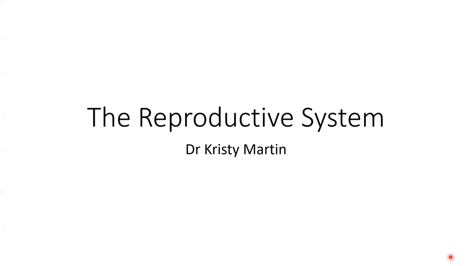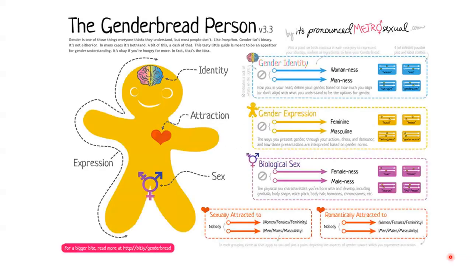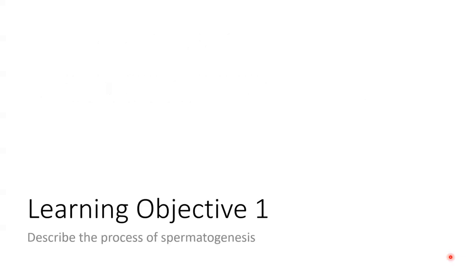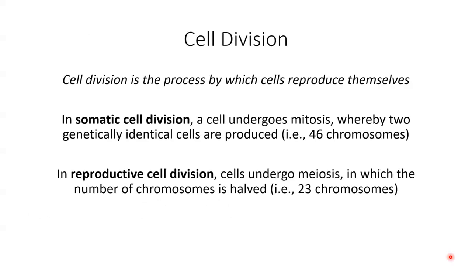The second lecture in the reproductive system lectures covers the physiology of the male reproductive system, and it will only be a short one today. We will describe the process of spermatogenesis, or the production of sperm, as well as the hormones which regulate male reproductive functions. So learning objective number 1, to describe the process of spermatogenesis.